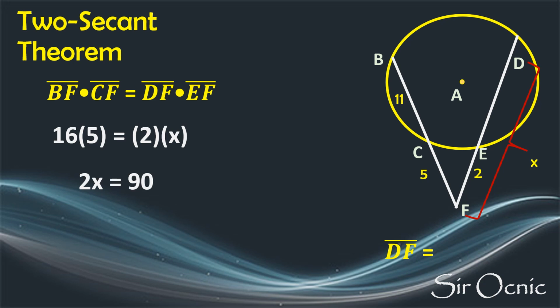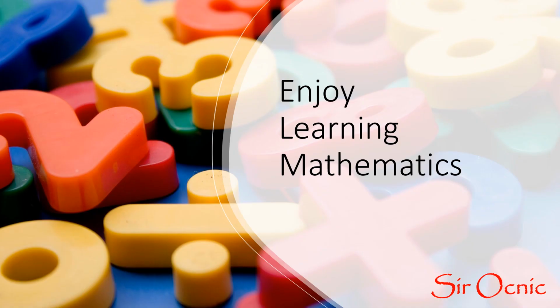Simplifying the equation, we will arrive at 2x is equal to 90. Dividing both sides by 2 to eliminate the numerical coefficient 2, that is equal to x is equal to 45. That means that the measure of segment DF is equal to 45 units.